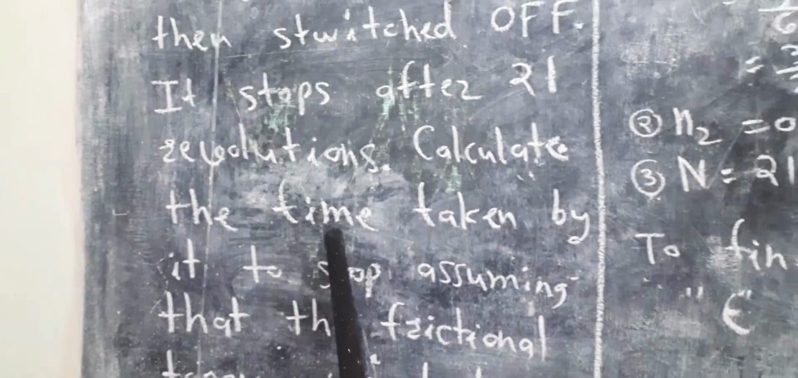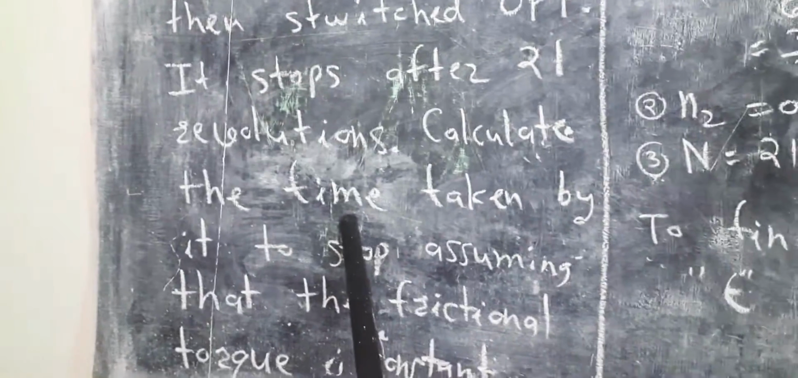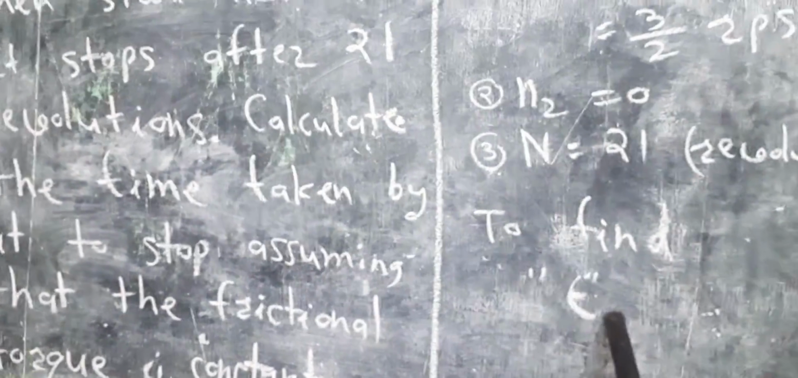And what to find out? See the example again. Calculate. From this word we can understand we want to find out time. The symbol for time is T.